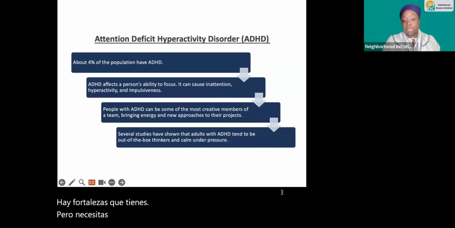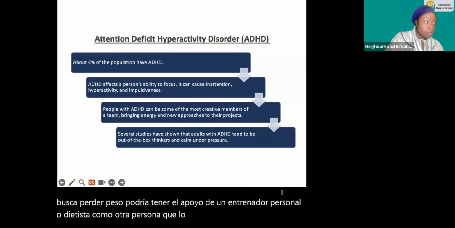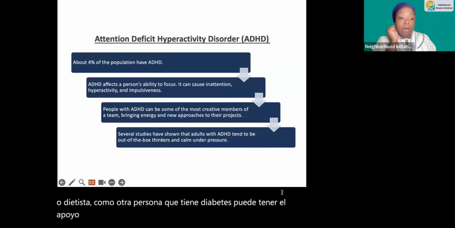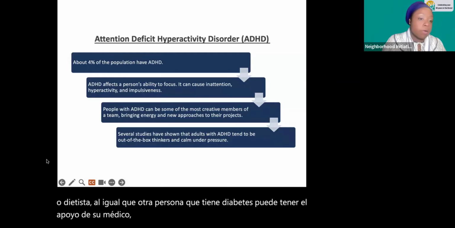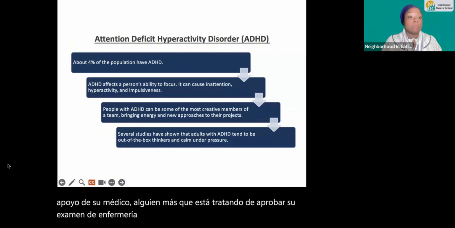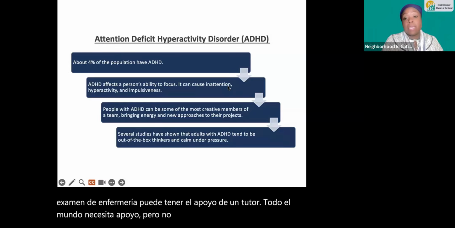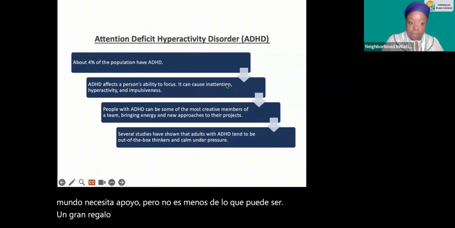Just like someone who's seeking to lose weight might have the support of a personal trainer or dietitian, someone else who has diabetes may have the support of their doctor, and someone else who is trying to pass their nursing exam might have the support of a tutor. Everyone needs support, but it's not a less than. It can be a great gift once you know that you are neurodiverse.